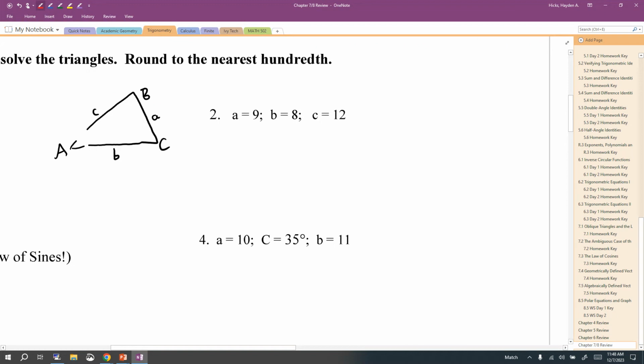Number 2, we're given a, little b, little c, which looks like this. Try using law of sines here. Can you? Abby Wilkes, can you use law of sines here? No. You're right. Why not?